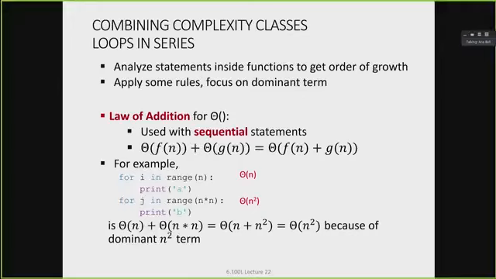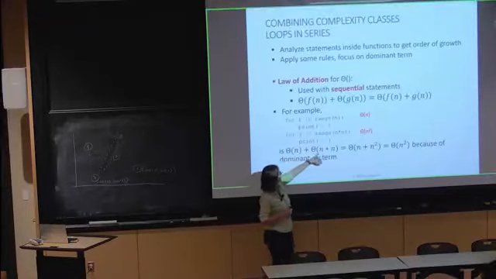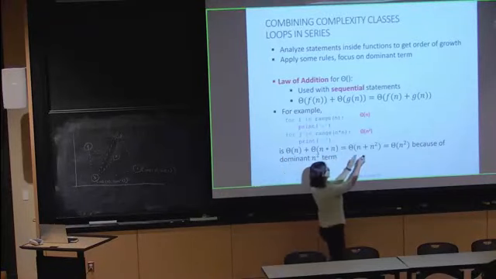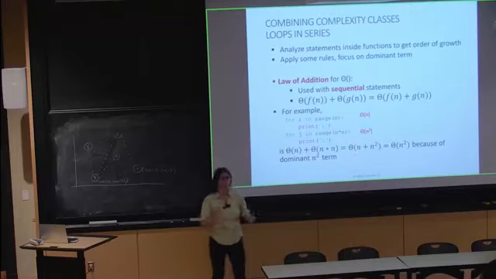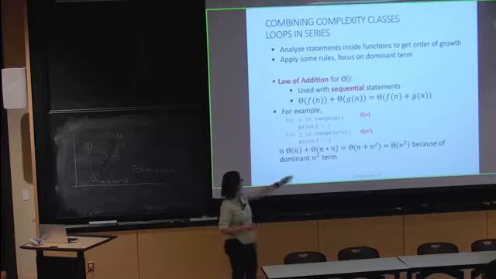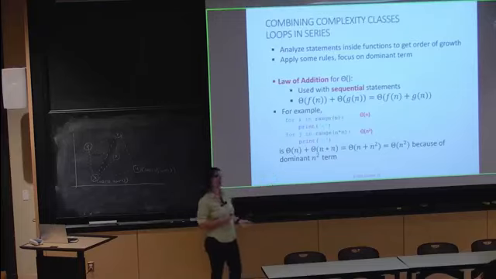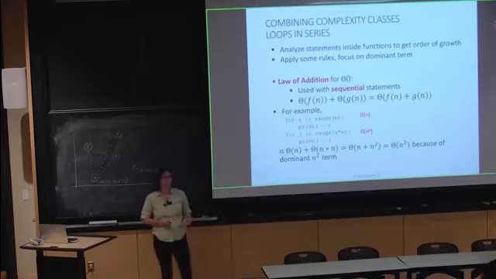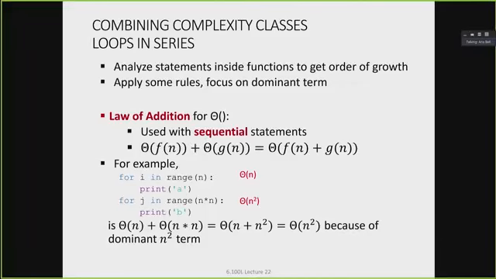So if this is my entire function here, the theta for this function is theta of n plus theta of n squared, right? And the law of addition just says theta of n plus theta of n squared is just theta of, sticking those two inside as part of my function, n plus n squared. And we know how to do that. That just simplifies to the dominant term, which is n squared. Okay? So that's the law of addition. So that's when we have loops or things like that in series.